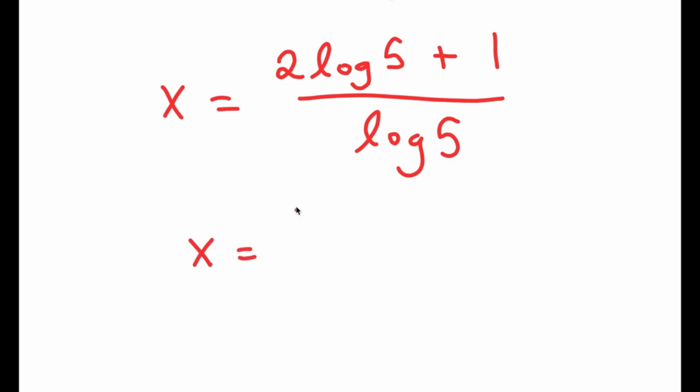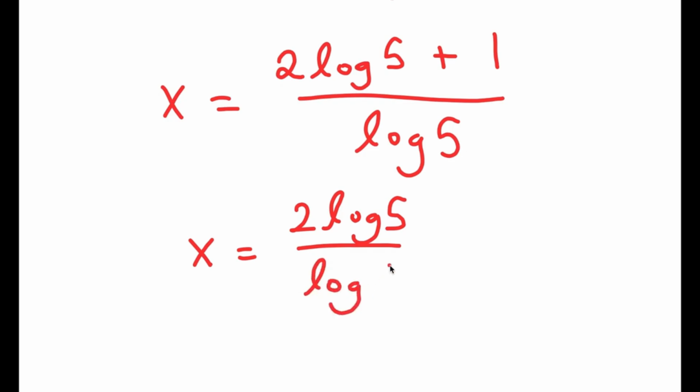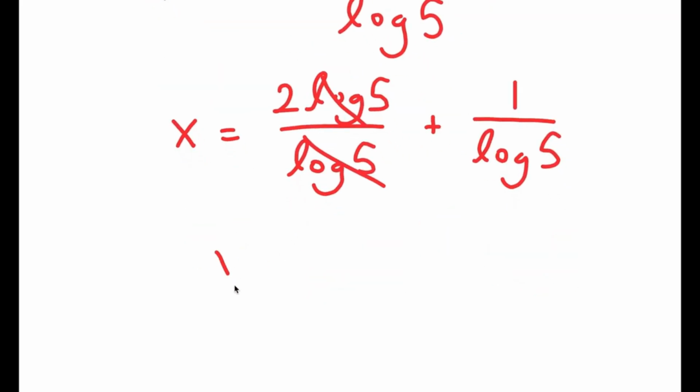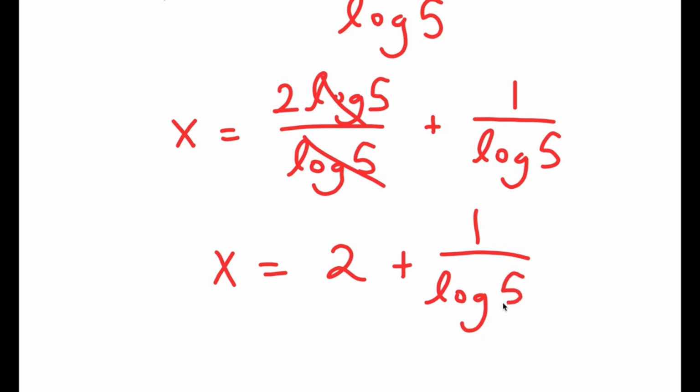And this is the same thing as 2 times log 5 over log 5 plus 1 over log 5. Now these two log 5s cancel out, so I get x is equal to 2 plus 1 over log 5. And although this is an exceptional answer, I want the exact answer, so I'm going to find the value of log 5.